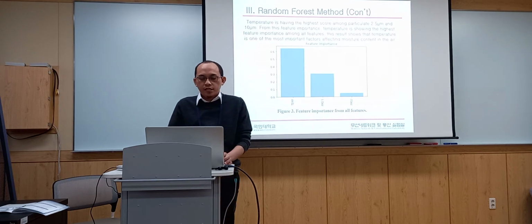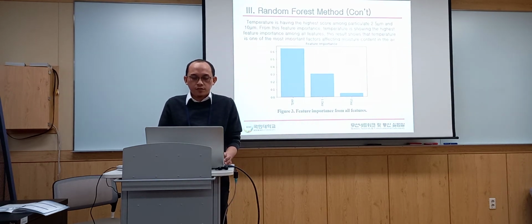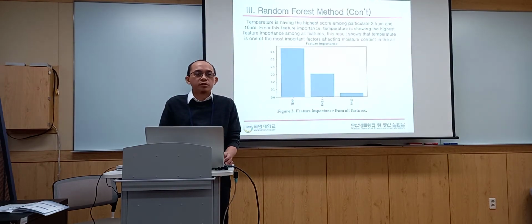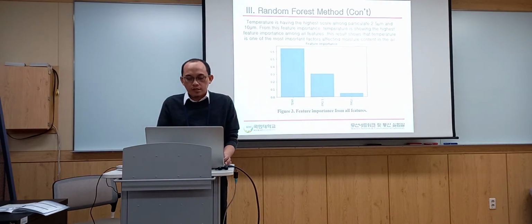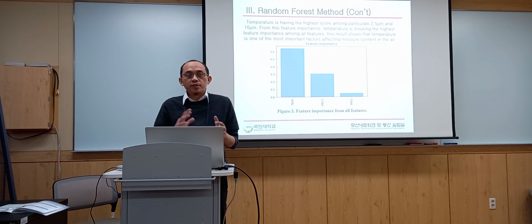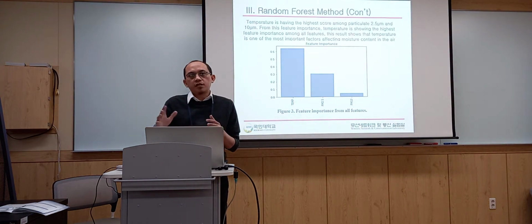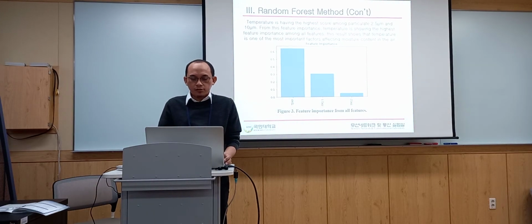And from this, we can get the feature importance. The highest importance in our data is temperature, because temperature is one of the most important factors affecting moisture in the air. So for the correlation between humidity and temperature, as temperature increases, humidity decreases, and vice versa. According to this data, it is correct, according to the factors affecting each other.